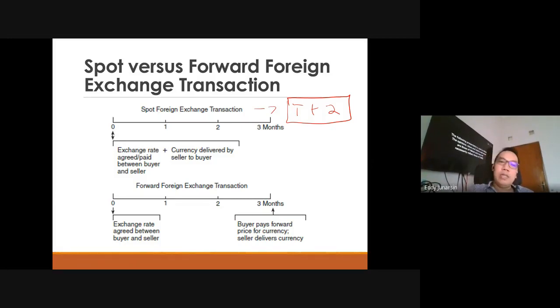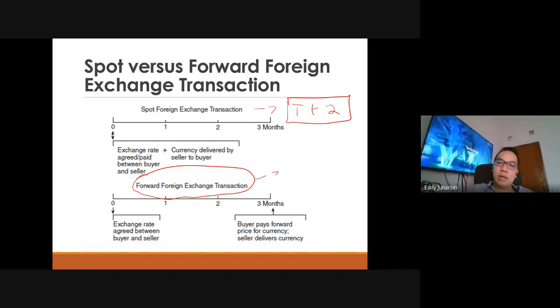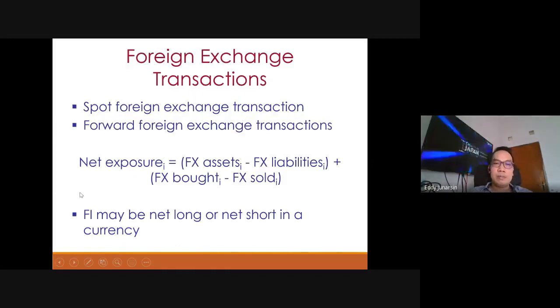So you make the deal right now, and you also execute the deal about right now, or maximum T plus 2. On the other hand, forward transaction would mean making a deal right now, but the execution will happen sometime in the future. So sometime in the future could mean like 1 week from now, or 5 days from now, or 6 months from now, 2 years from now, 5 years from now, and so forth. Right. So the deal is made right now, but the execution will take place sometime in the future.